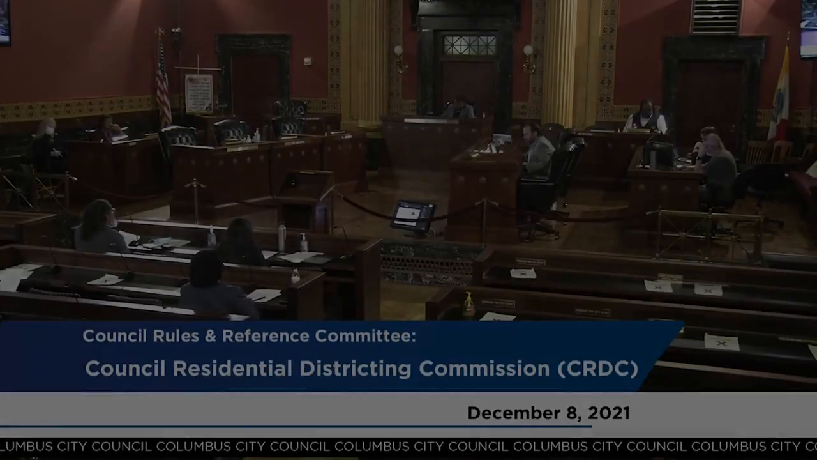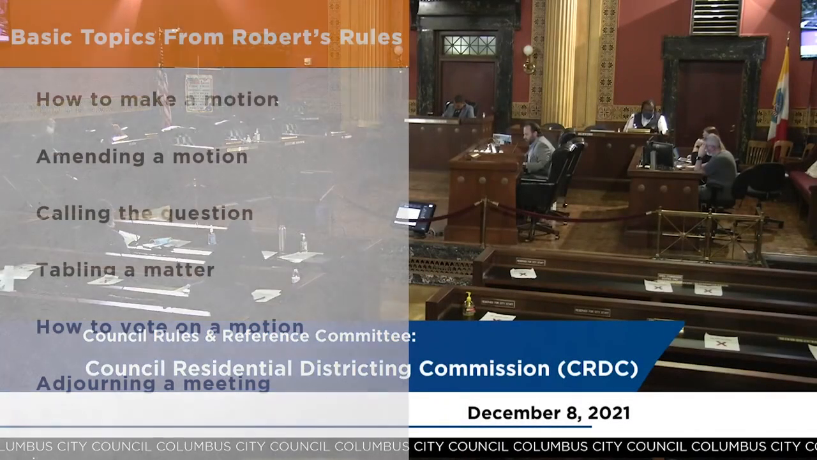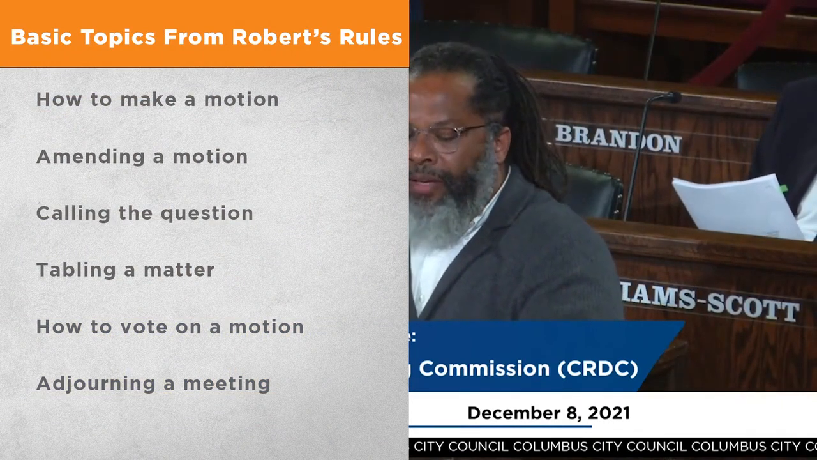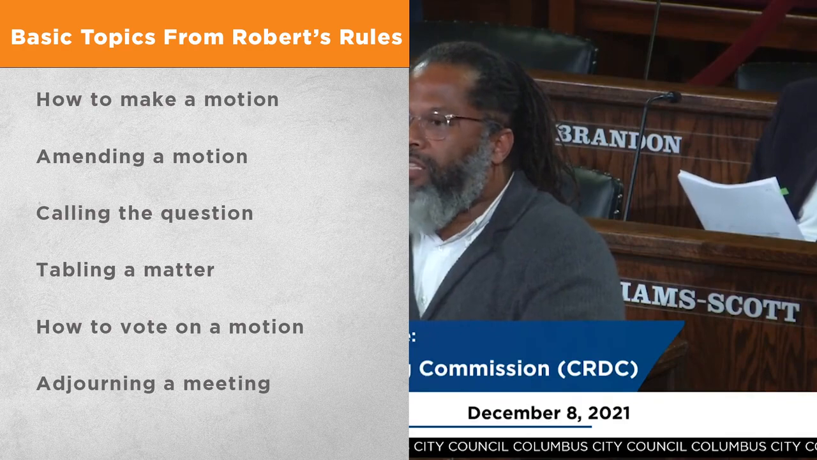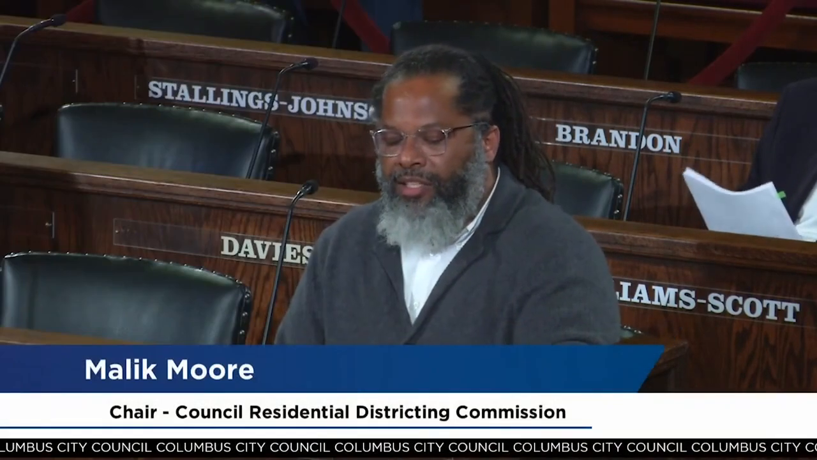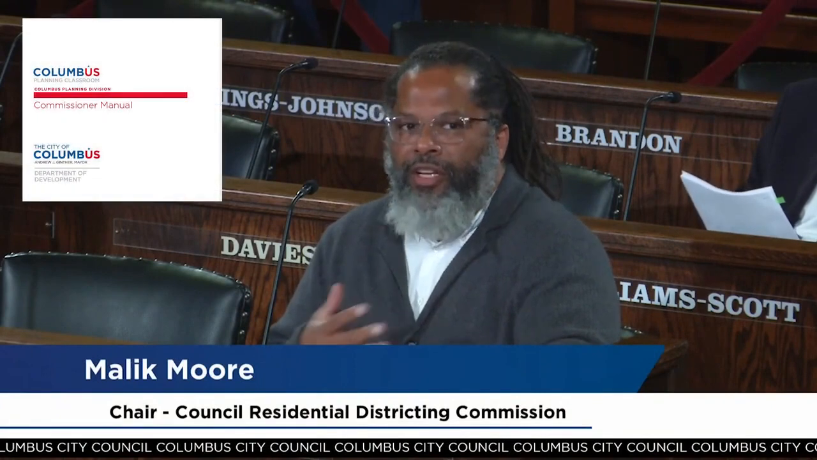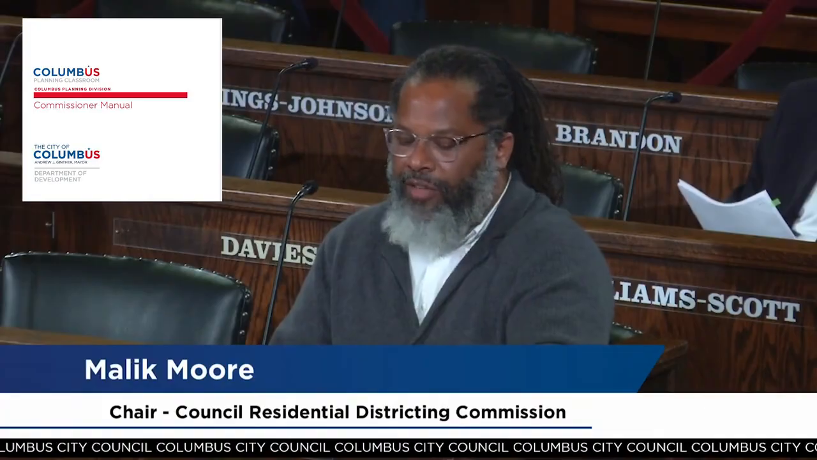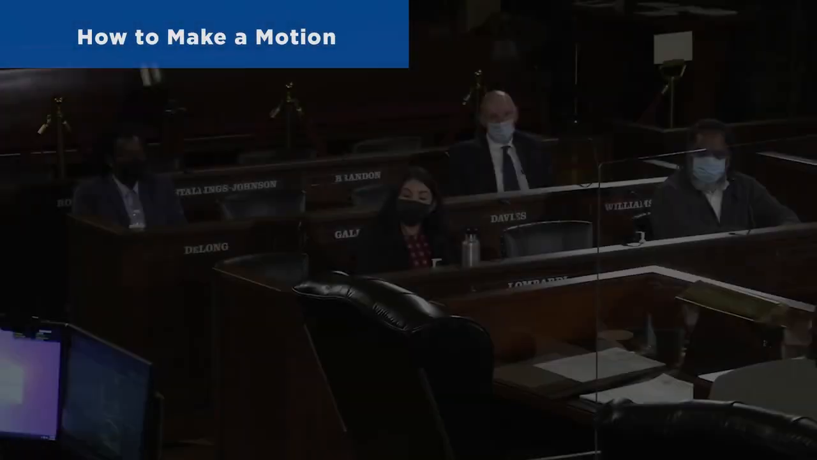Some of the basic topics from Robert's Rules include how to make a motion, amending a motion, calling the question, tabling a matter, how to vote on a motion, and adjourning a meeting. Details on this information can be found in the Planning Division's Commissioner Manual, including the Robert's Rules book itself and abbreviated versions.